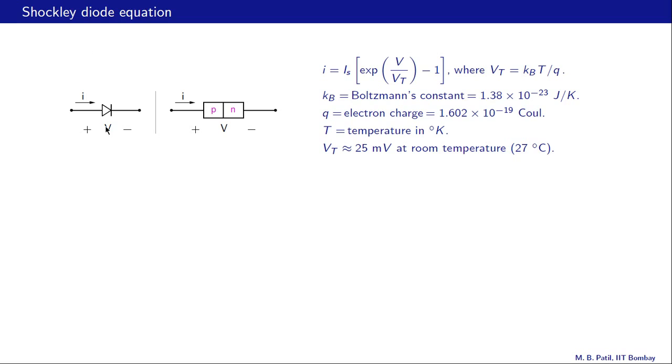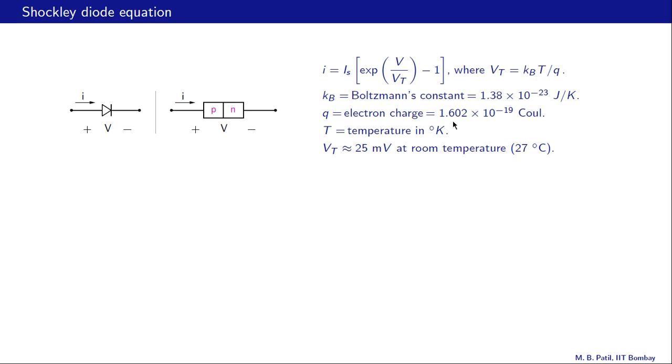What is a diode? Diode is nothing but a junction between a p-type semiconductor region and an n-type semiconductor region, as shown here. And the diode equation given by Shockley is I equal to Is times e raised to V by Vt minus 1, where Vt is called the thermal voltage and it is given by Kb times T divided by Q. Kb is the Boltzmann's constant, 1.38 times 10 raised to minus 23 joules per Kelvin. Q is the electronic charge, 1.6 times 10 raised to minus 19 coulombs.